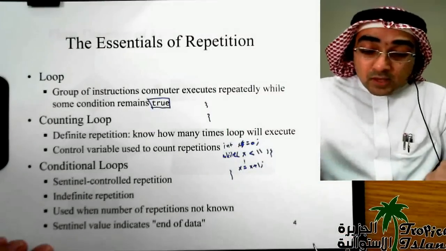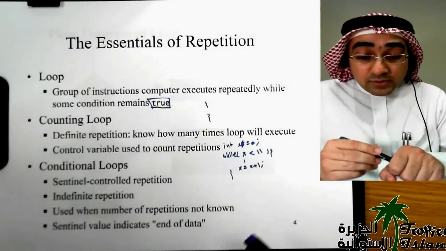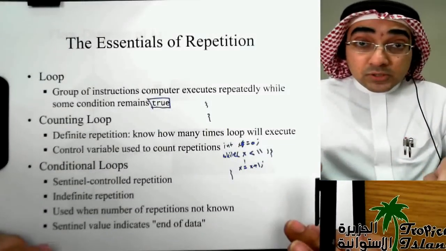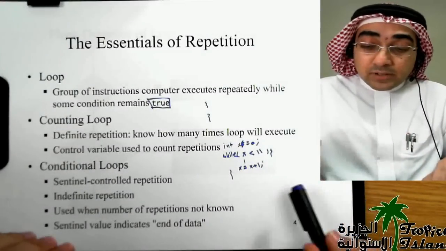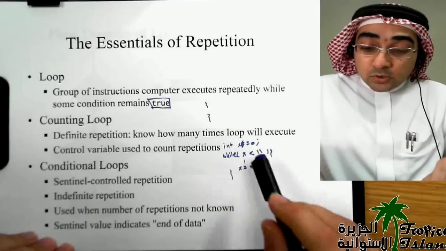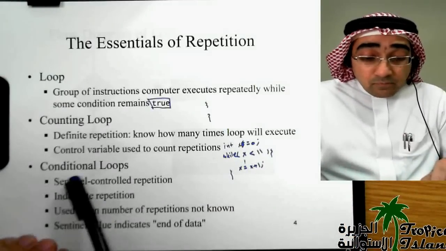Okay, so this is basically a counting loop. In a counting loop, you know how many times you want to loop. The only thing is that you have to write it in the correct structure and then do the counting in it. Okay, there are conditional loops.